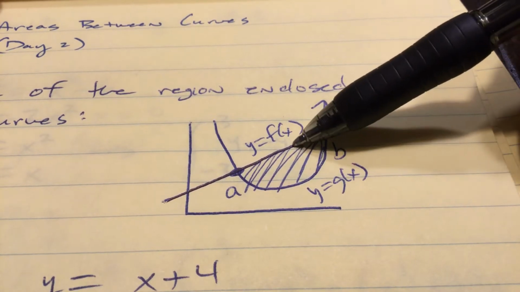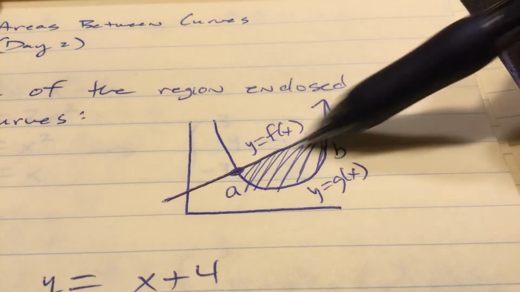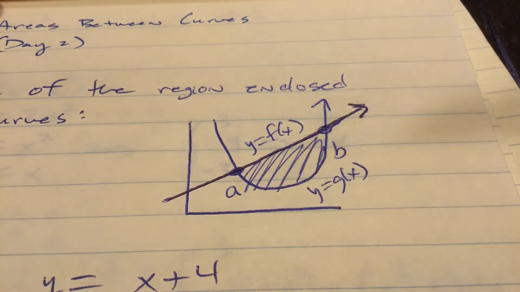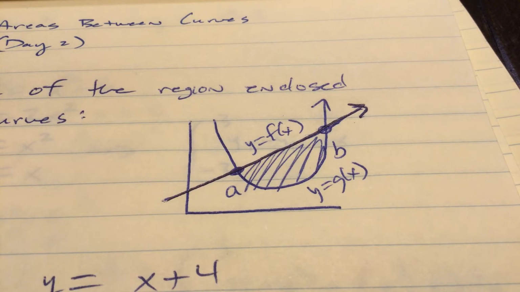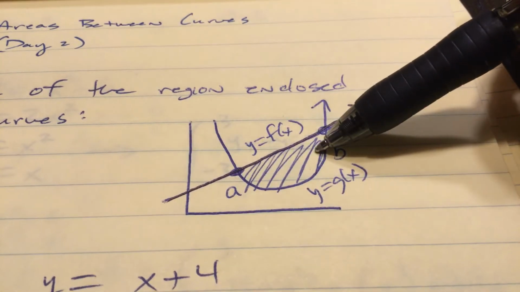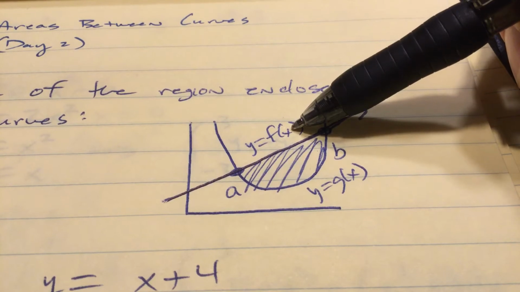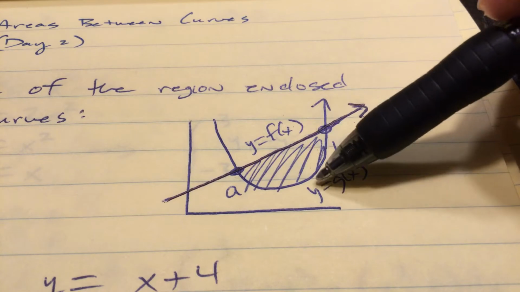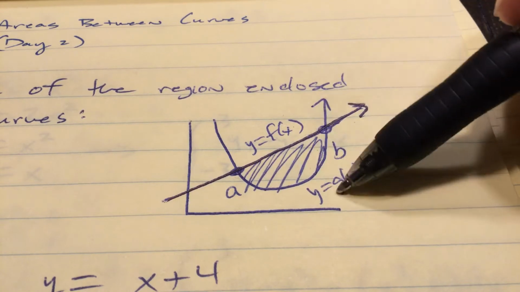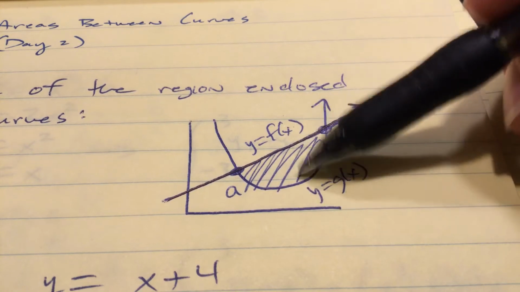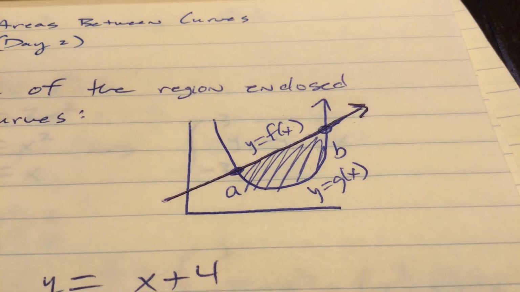Notice how y equals f of x would be y top from a to b. It's always above y equals g of x. All right, so that's the whole goal. Okay, so we integrate from a to b, y top, which is f of x, minus y bottom, which is g of x. We could estimate the area beforehand, but integration gives me the exact area. That's why calculus is so sweet.